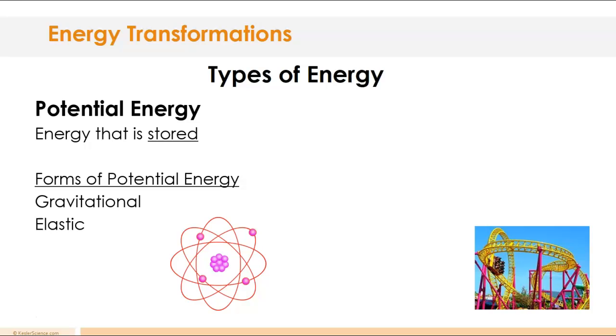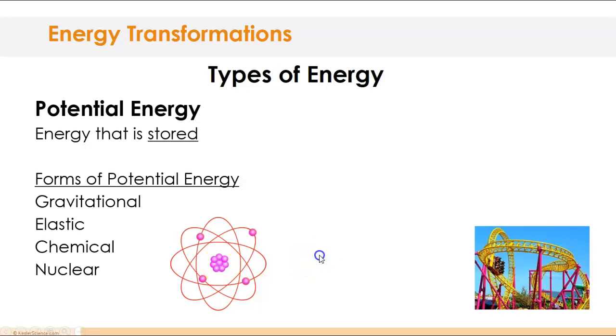Something that can be stretched or compressed and then bounces back to its original form has elastic potential energy. We have chemical potential energy that is stored in things like food or batteries, where the chemicals hold the energy in their bonds. And then we have nuclear potential energy, which is the energy stored in the nucleus of an atom. When you break this nucleus apart, a lot of energy is released.